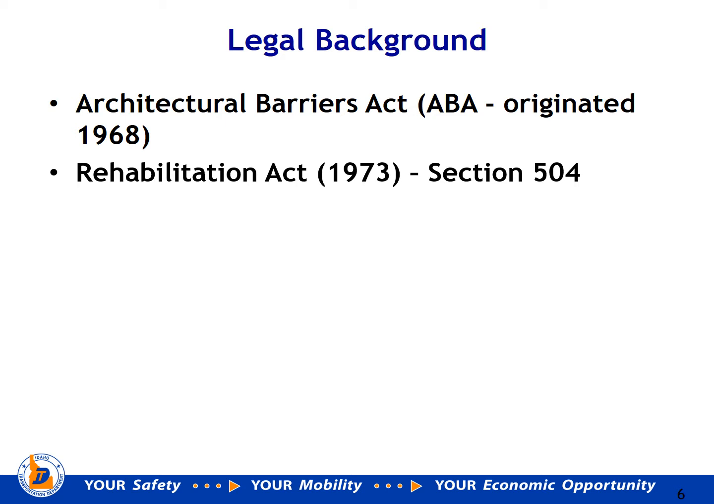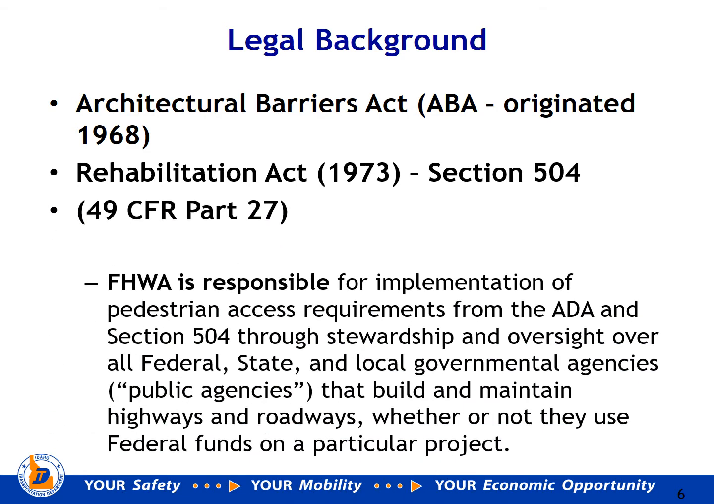The Rehabilitation Act of 1973 prohibited discrimination in programs and activities funded with federal funds. That means administered by federal recipients. This required curb ramps on federal aid projects. According to CFR 49, Part 27, it's the FHWA that's responsible for the implementation of pedestrian access requirements on public roadways, and that is through their stewardship of highways and roadways.